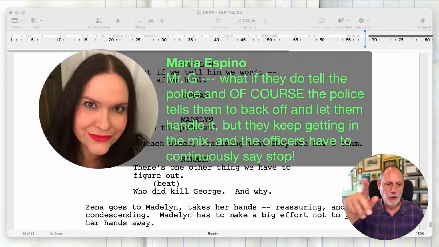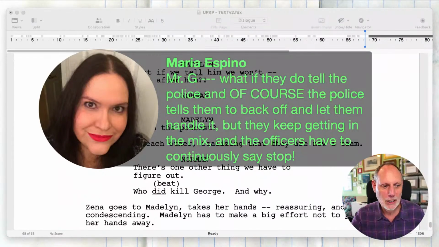Yeah, Maria is going exactly where I was thinking. If they do tell the police, it's just crazy if they don't tell the police. And the police tells them to back off and let them handle it. But first of all, they are still targets, so they can't back off.